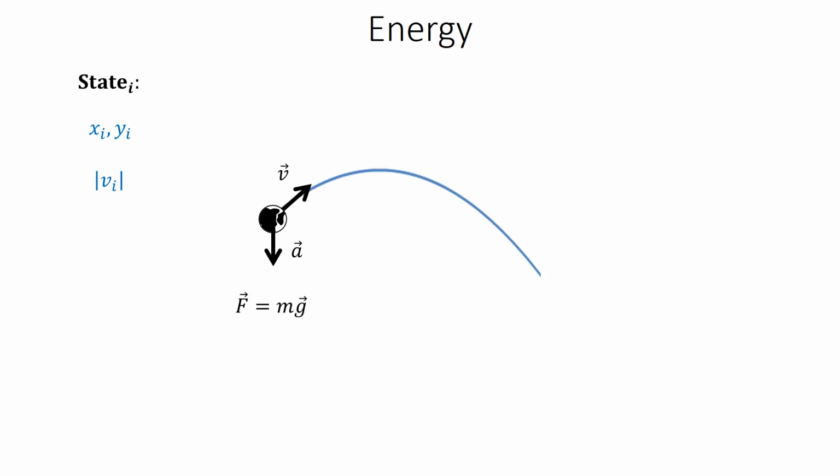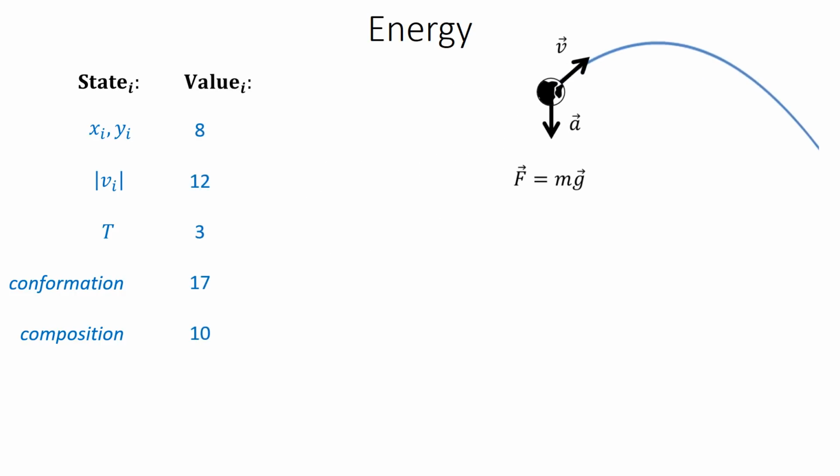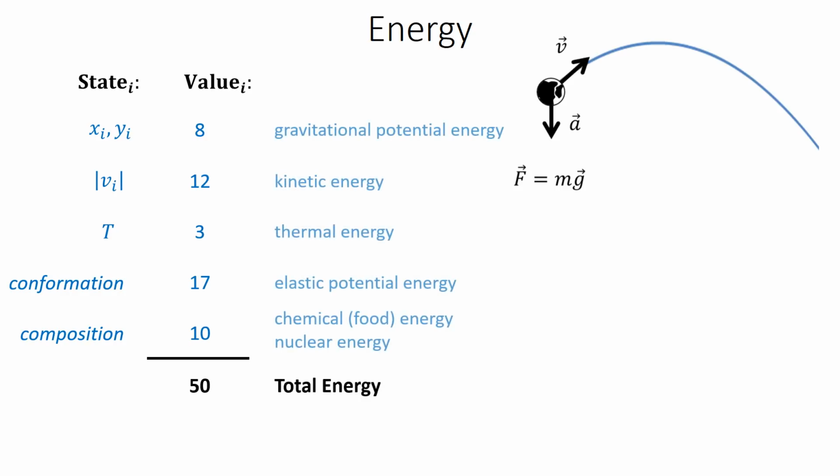To be complete, we could also include details like how warm it is, the object's shape or configuration, its chemical composition, and so on. The point is, for every category we can assign a value, and when we total up all of these values, we can quantify the overall state with a single number. We call this number the total energy of the system. Each category then is a specific type of energy.